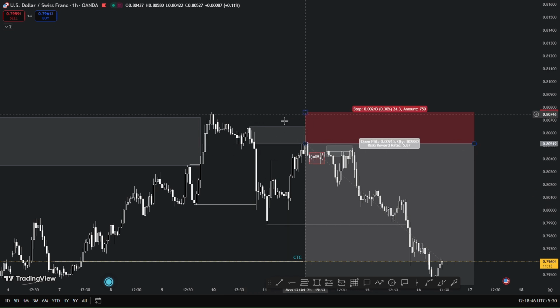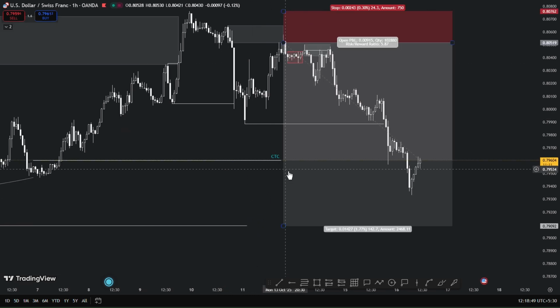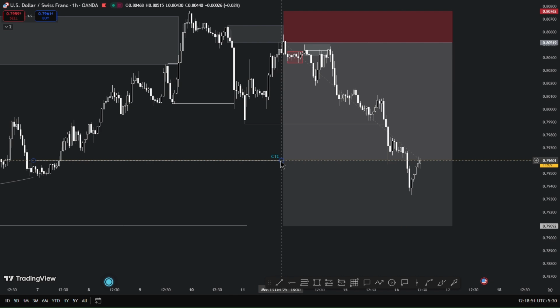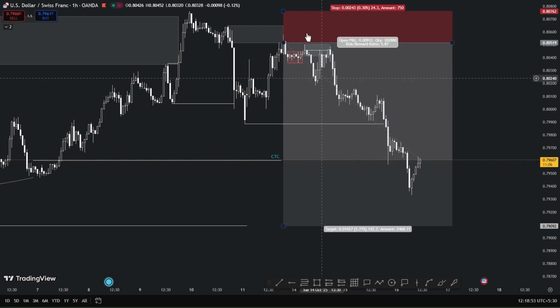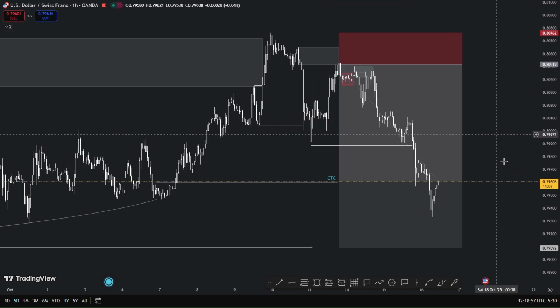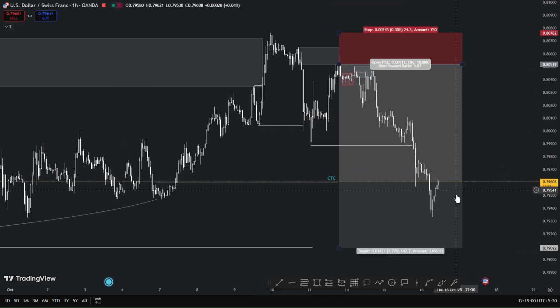My sell was above the zone. I took a cost to cost, CTC, here, so now I am risk free in this trade. My SL is also at break even, so nothing to lose in this setup.